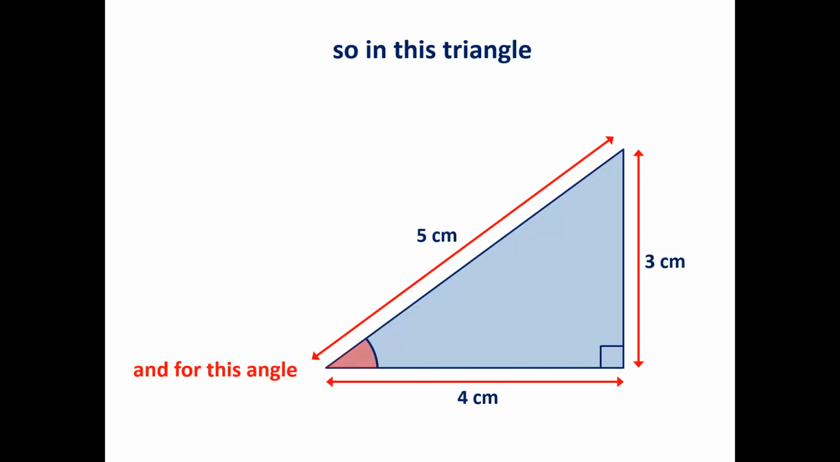Now, we're going to go from this angle, so we're going to call that angle A, and we name the sides. The adjacent is the next side to it, the opposite is the one that's opposite the angle, and the hypotenuse is opposite the right angle.